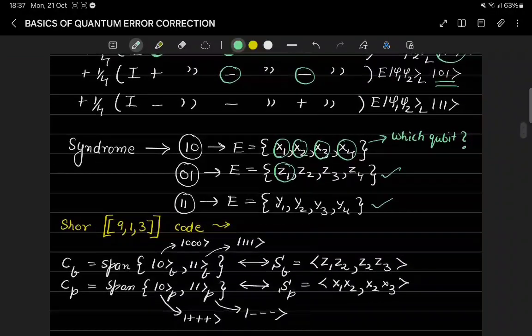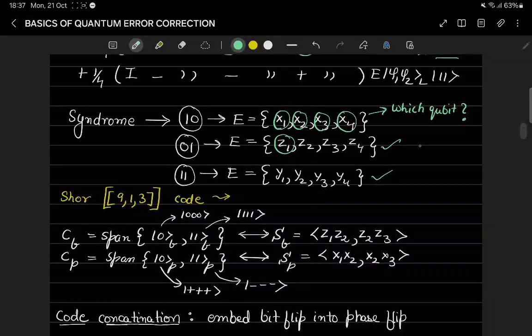So this is the code that is called the 422 code. So you can see that here there are two logical qubits instead of one. So that is something different. And finally, we come to the Shor code, which is an example of concatenation of two codes. One code is the bit flip code and another code is the phase flip code.